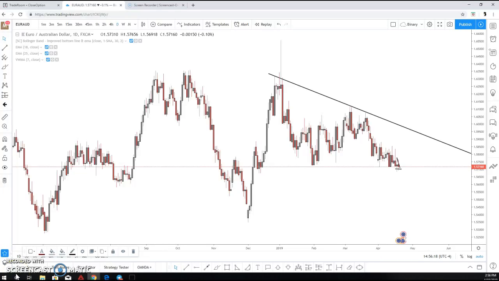All right, this is a Euro AUD buy that I'm looking at. What caught my attention here on the daily is this wedge forming. That's what I'm looking for. I'm looking for a bunch of touches to the downside so I can take it up.